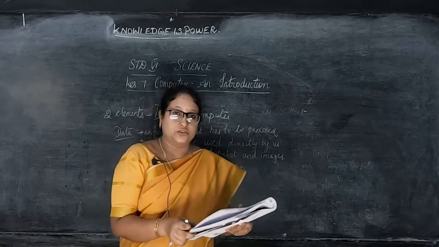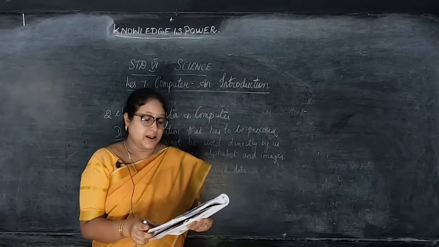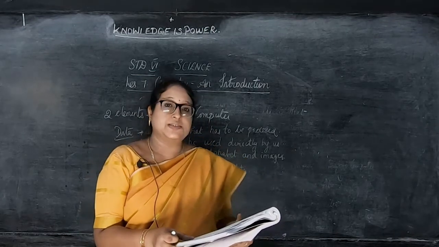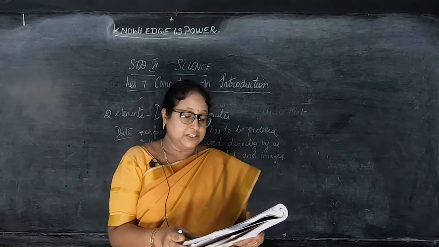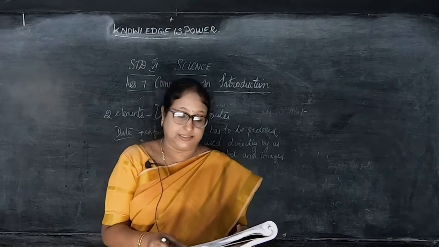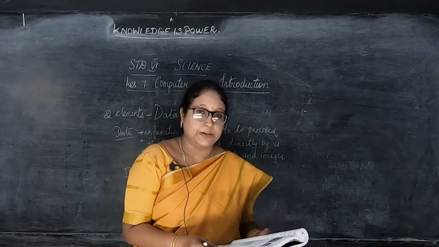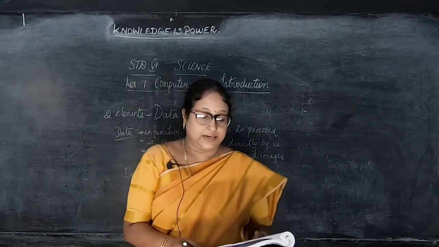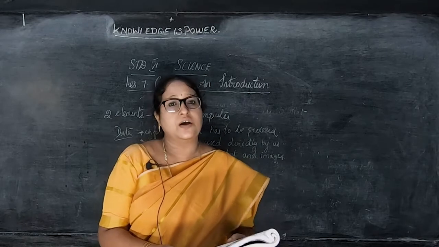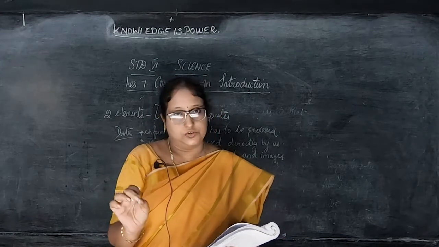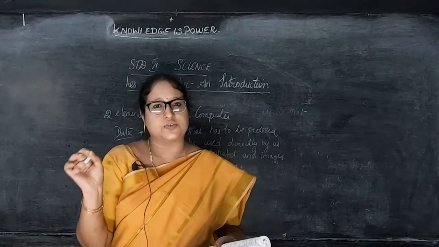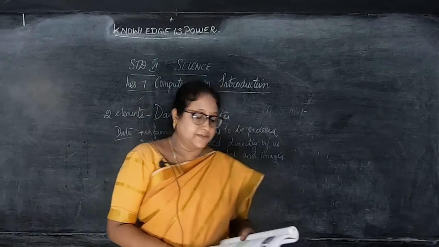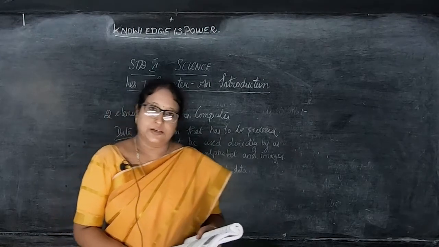Now, do you know, children, ENIAC, that is Electronic Numerical Integrator and Computer. E stands for electronic, N numerical, I integrator and C computer. ENIAC was the first computer introduced, in the year 1946. So, this is the first general purpose computer.